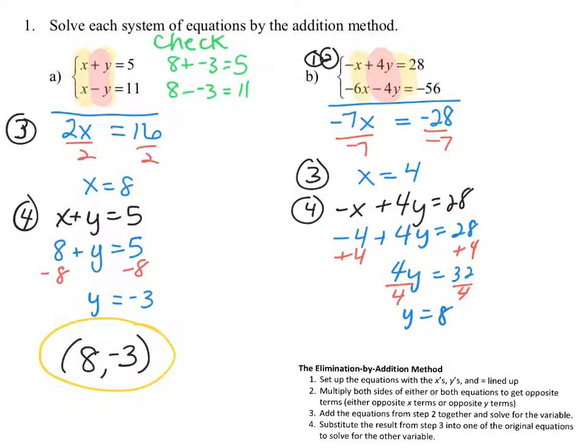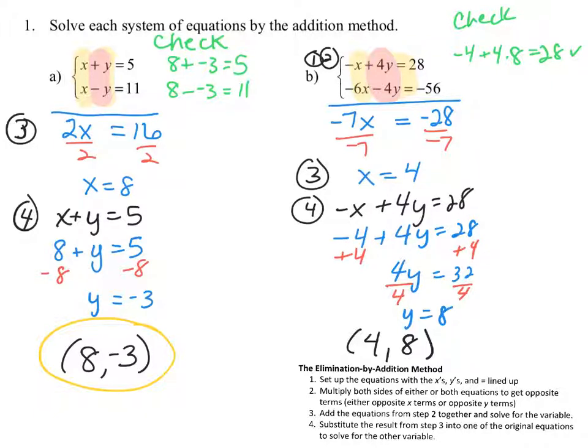So that means our solution to this system of equations, the x is 4 and the y is 8. Again, we want to check this in the original equations. So negative x plus 4y would be negative 4 plus 4 times 8. Negative 4 plus 32 does equal 28.